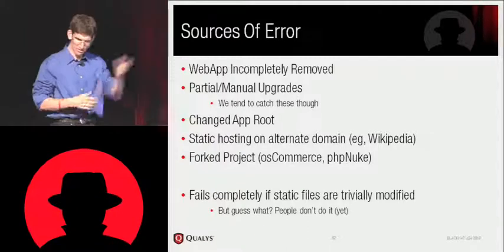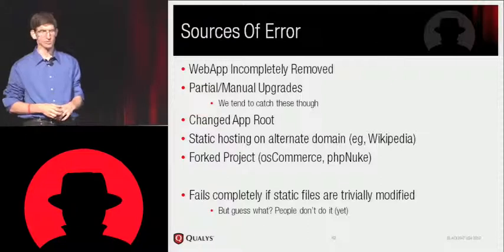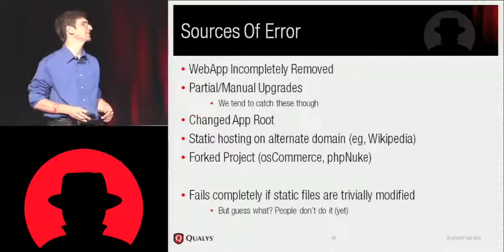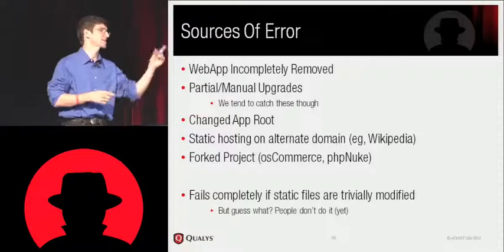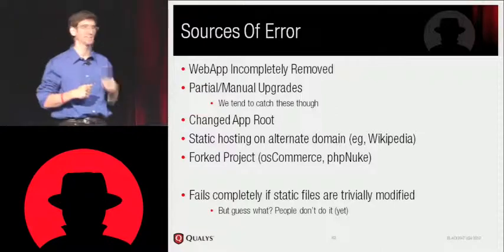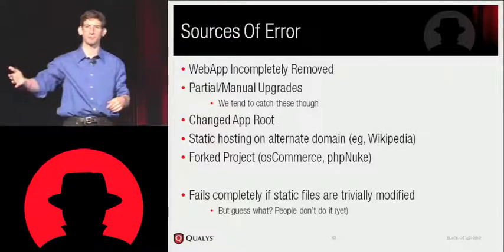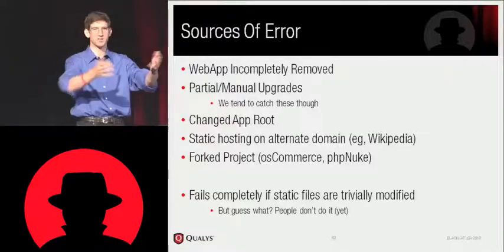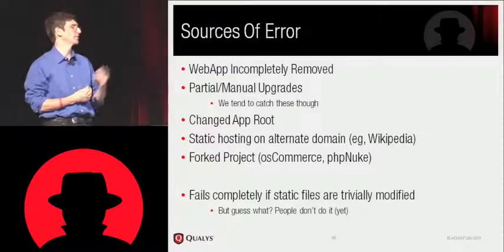Some sources of error: I talked about a web app incompletely removed. Sometimes that can be a false positive. Partial or manual upgrades, we do okay on catching these. Changed app root, maybe what was going on with that other one. Static hosting, same thing. You can't run this tool directly against Wikipedia because instead of hosting on en.wikipedia, where we look for it, it's on static.wikipedia, and we can perhaps put in some logic to figure that out. Forked projects.